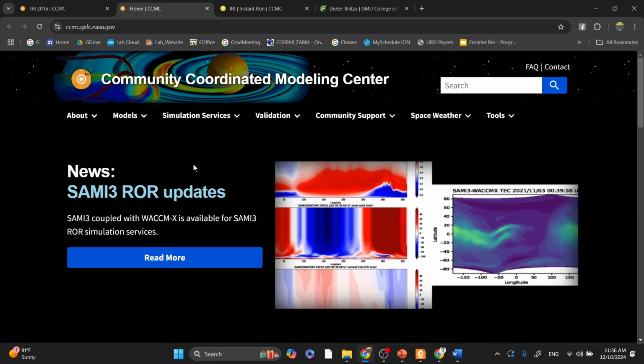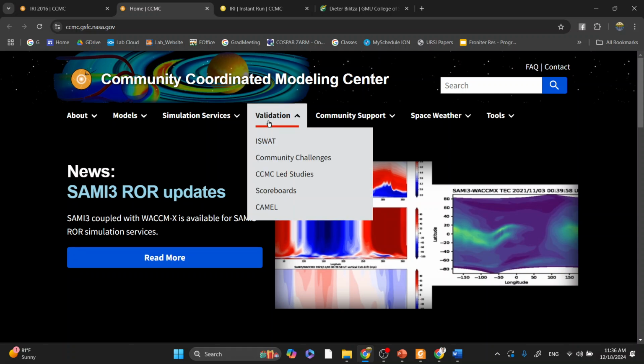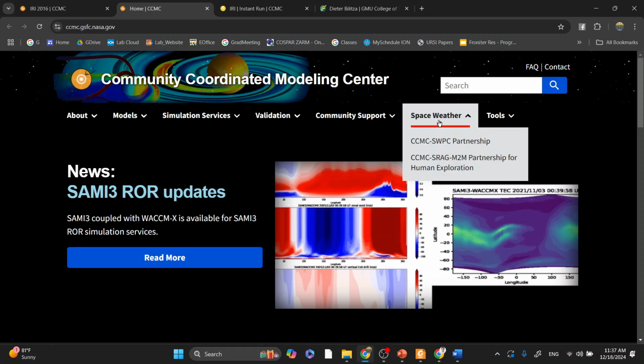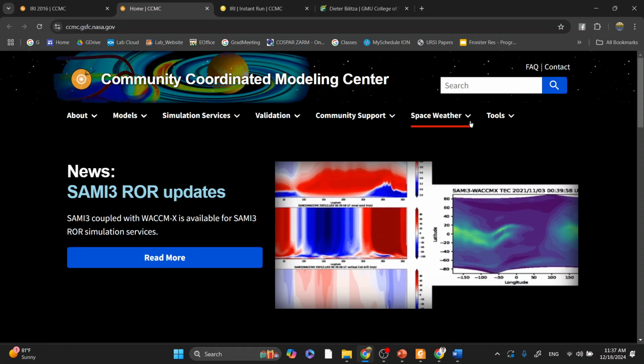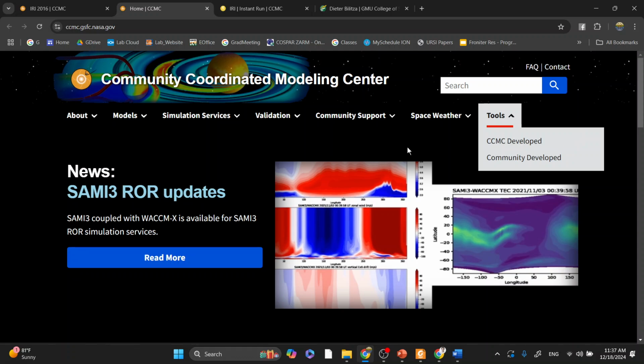They do simulation. They do 3D simulation for you as well. It's not from real-time data, but it's very, very interesting. So please take a look at this center. They have a lot of things, but I haven't used this much.